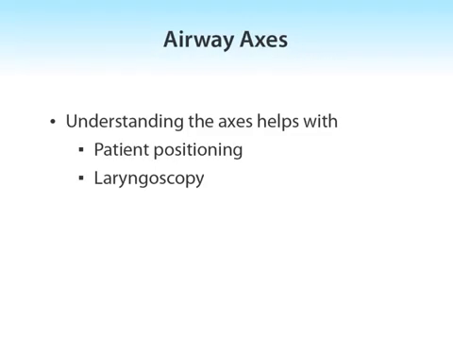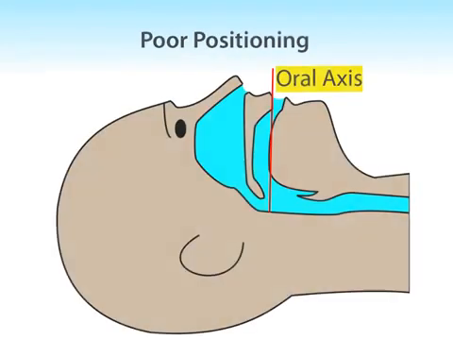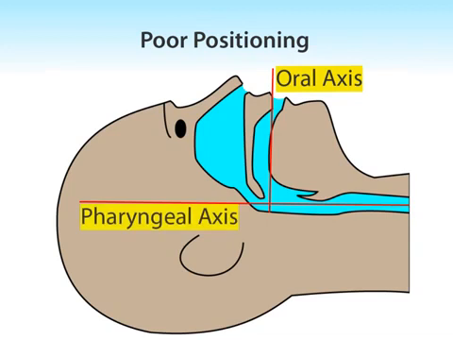Successful laryngoscopy requires creating a view from the mouth to the cords. An understanding of oral and pharyngeal axes is essential for both positioning and intubation. Barash's Clinical Anesthesia simplifies the airway into two axes. The oral axis represents the average path through the mouth.